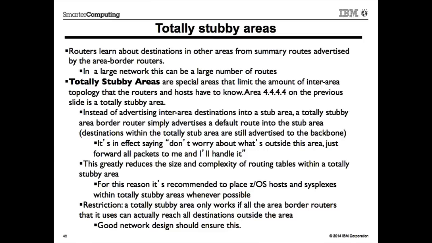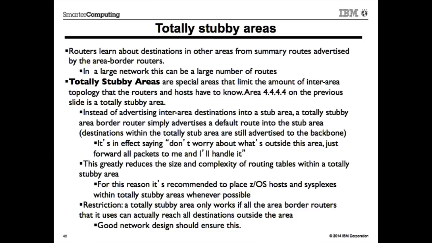Now, because of the totally stubby area, the only way you have to get out is a default route. That means that all the area border routers have to actually be able to advertise a default route. In other words, you have to have contiguous area topology outside of the totally stubby area. If you have two area border routers, and most of our customers do because nobody likes a single point of failure, if you have multiple area border routers attaching a totally stubby area to the backbone, all of those routers have to be able to reach all destinations because they're all going to advertise default routes. There's no way to distinguish which router needs to get which route to which destination. However, a good network design should ensure this because you should have redundancy in your network already.